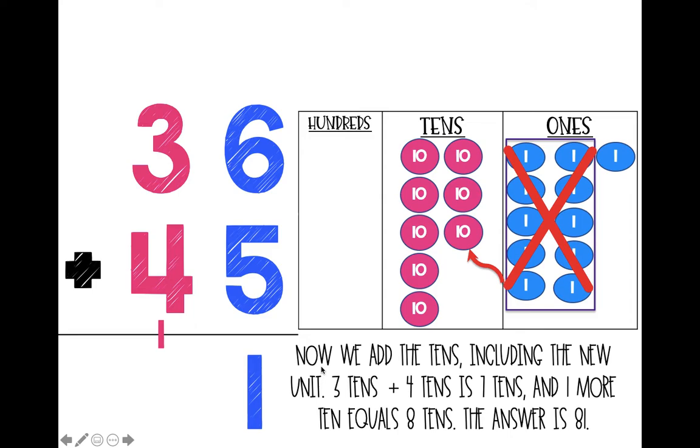Now we need to add our tens, including our new unit. We know that our 3 tens plus 4 tens is 7 tens, and one more 10 equals 8 tens. So we write our 8 below the line to show that we have 8 tens, just like on our place value chart we have 8 tens. So that means our answer is 81. 36 plus 45 equals 81.